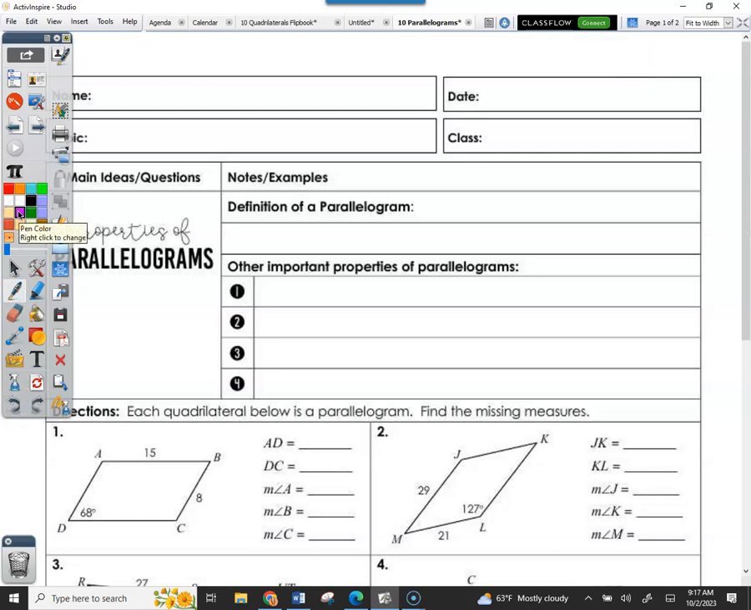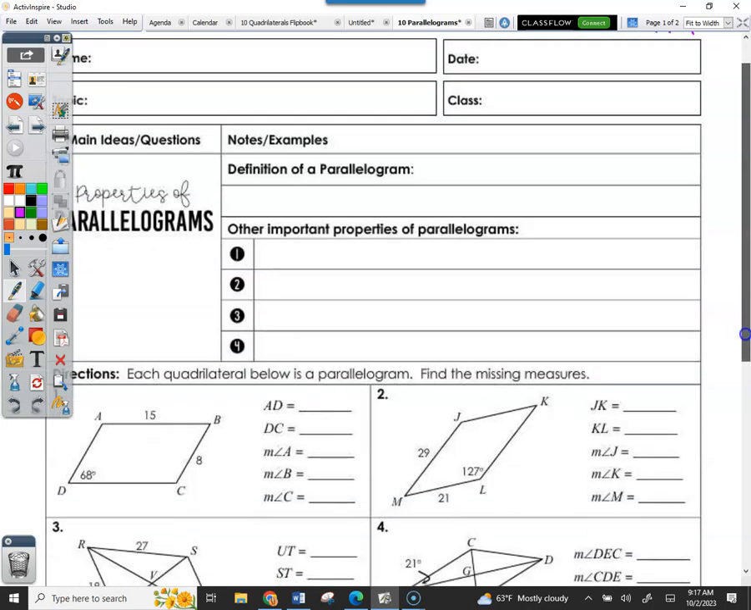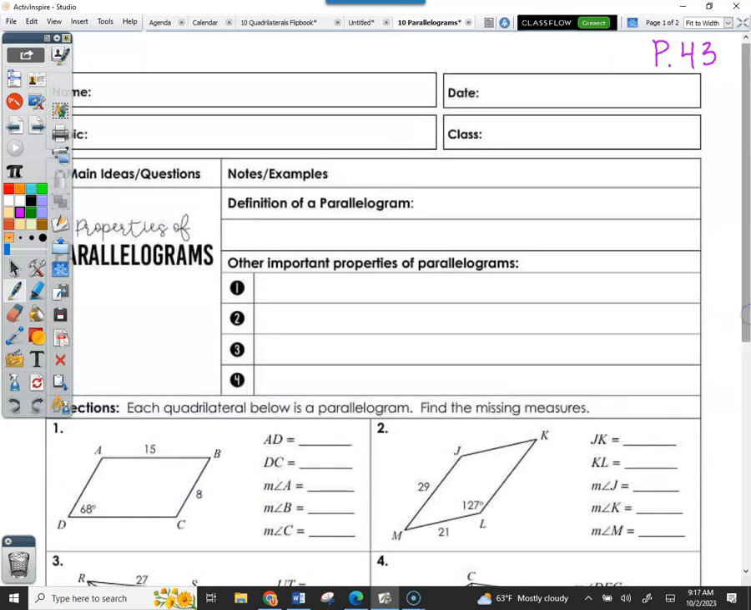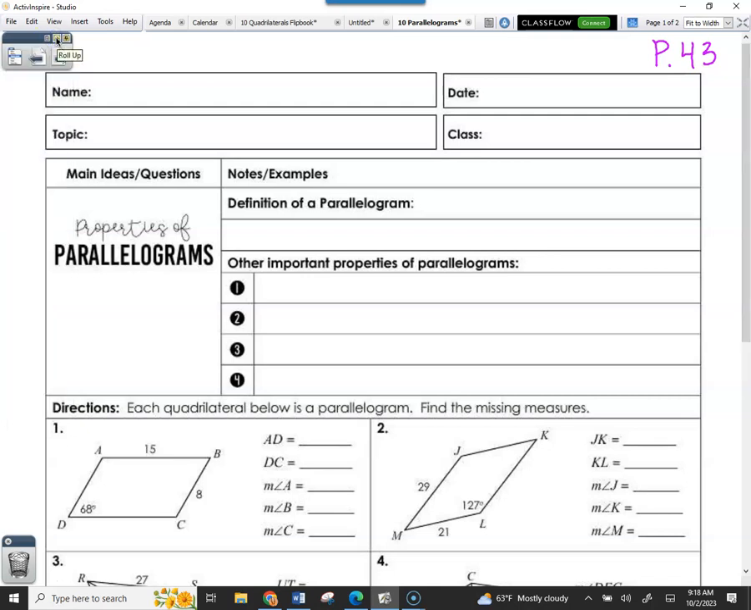Alright, this is page 43. You don't have to fill in the top part right here, but if you want to, it would be the stuff that's in your flip book that we put at the top. But I would just use your flip book to help you. So we have properties of parallelograms. Let's draw a parallelogram right here. So to draw a parallelogram, imagine a rectangle being pushed, being slanted. Imagine a rectangle being slanted.